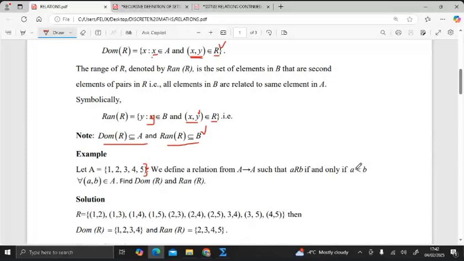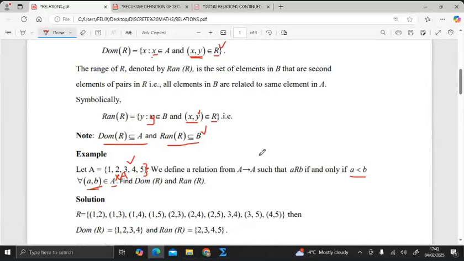Yeah, that is okay. So we define a relation A to A such that A is related to B if and only if A is less than B. Look at this. For every pair, let's get this clearly. This one should be for every pair that is in A cross A, the Cartesian product of those ones.